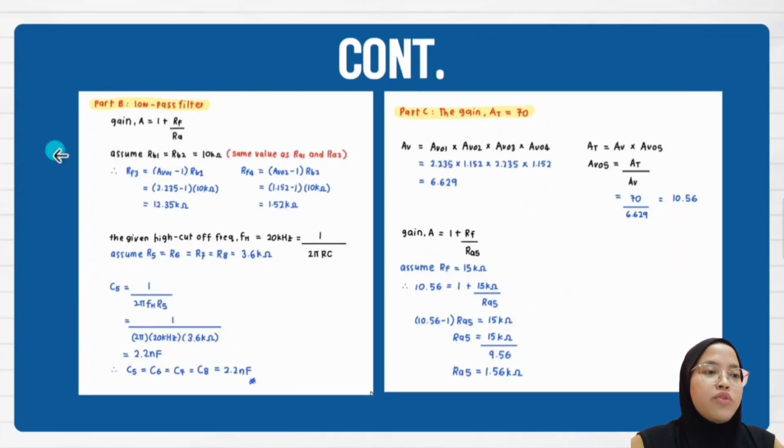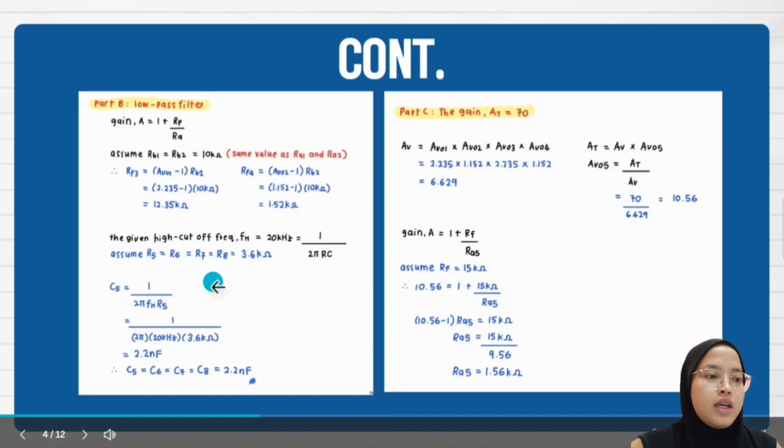Okay, next, we move to the second part of the manual calculation, which is the low pass filter. For the low pass filter, we assume RB1 and RB2 the same as RA1 and RA2, which is equal to 10 kilo ohm. From the assumed value, we can find the RF3 and RF4 values, where RF3 equal to 12.35 kilo ohm and RF4 equal to 1.52 kilo ohm.